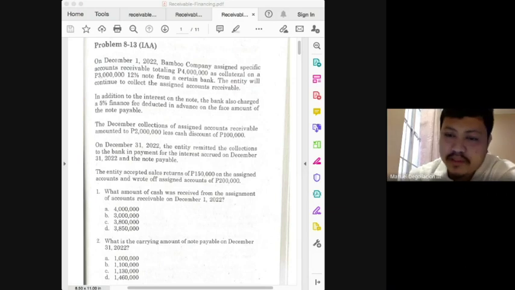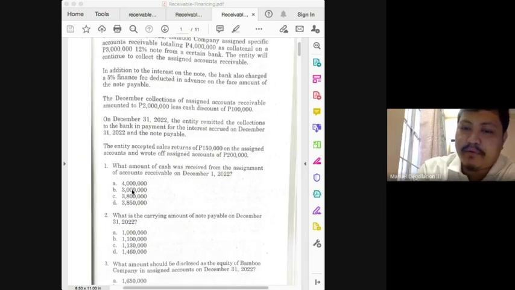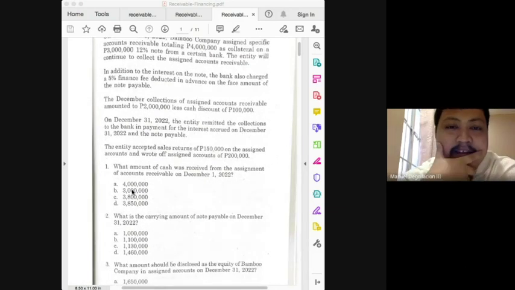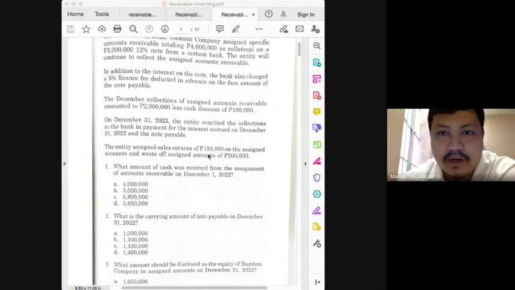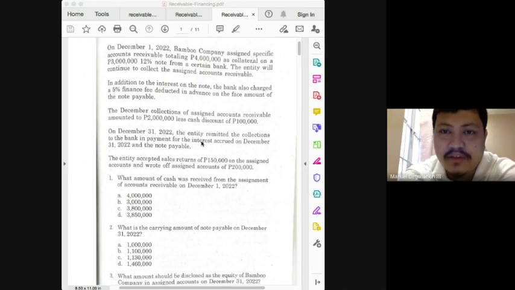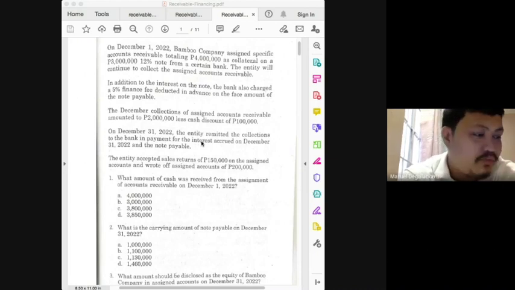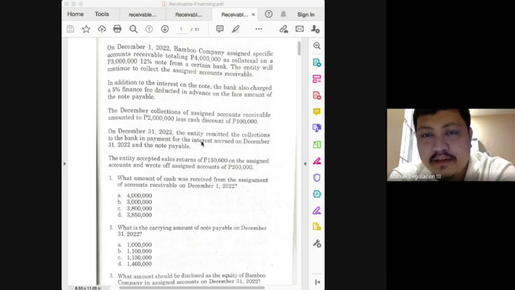Next question: what is the carrying amount of the note payable on December 31, 2022? Okay, on December 1, the date of the borrowing, our note payable will begin at 3 million.